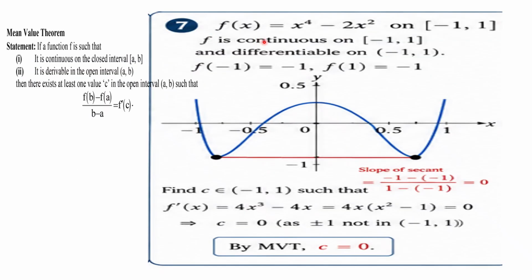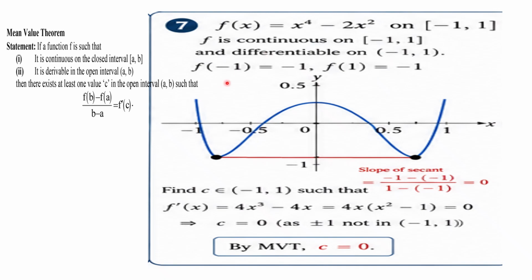Another example, f of x is x power 4 minus 2x on the interval minus 1 to 1. Observe the graph between the interval minus 1 to 1. This is continuous, you can see there is no jump, no disturbance, so it is differentiable because it is a smooth curve. We can draw two tangents here.